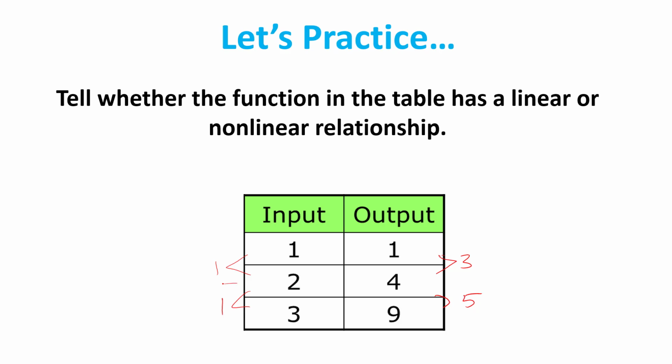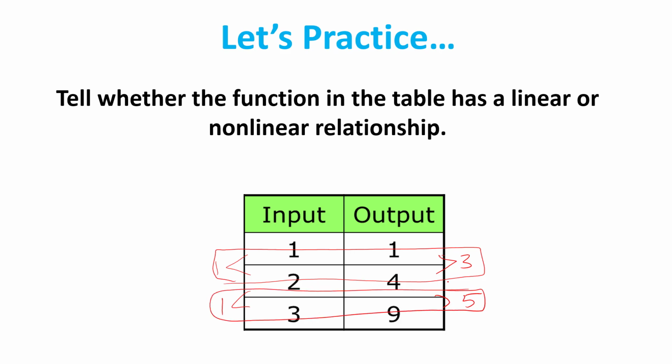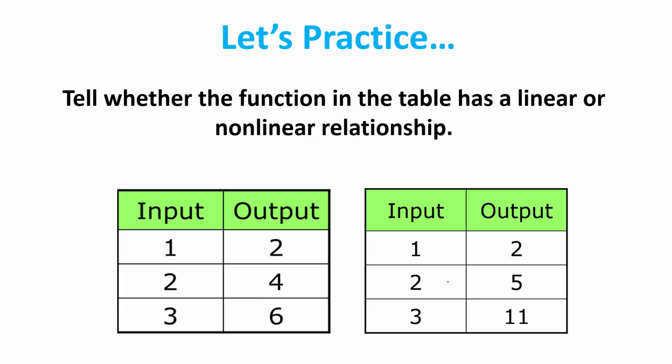So our change in one interval is 3 over 1. Our change in the other interval is 5 over 1. Those are not a constant rate of change. And thus we know we're not dealing with a linear relationship. This would be nonlinear. Go ahead and look at the following two. See if you can determine which one will be linear, which one will be nonlinear.